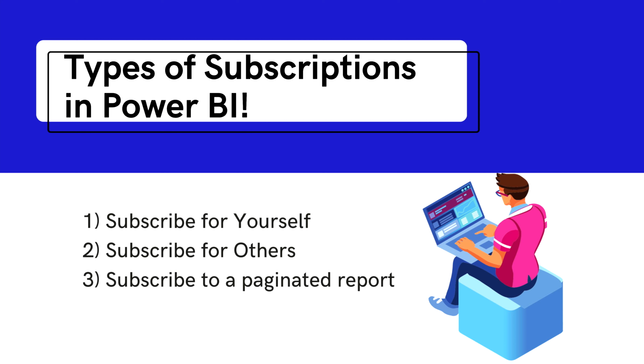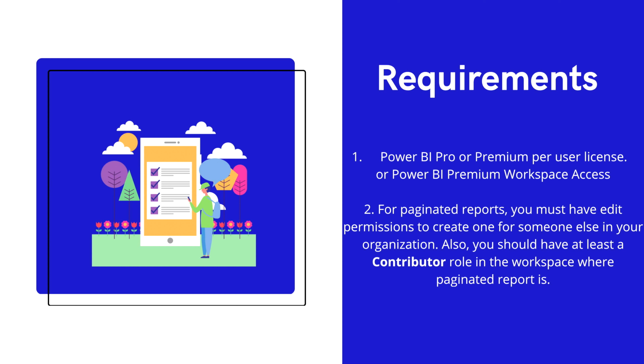Now we are going to move forward and see what the different requirements are. The very first requirement to subscribe to any report or dashboard in Power BI is that you should have a Power BI Pro or Premium per user license. And if you don't have either of these two, your report should be published into a Premium workspace, and you should have access to that Premium workspace.